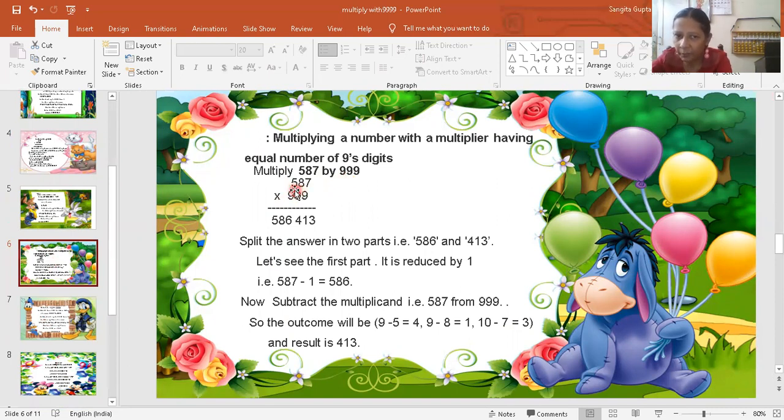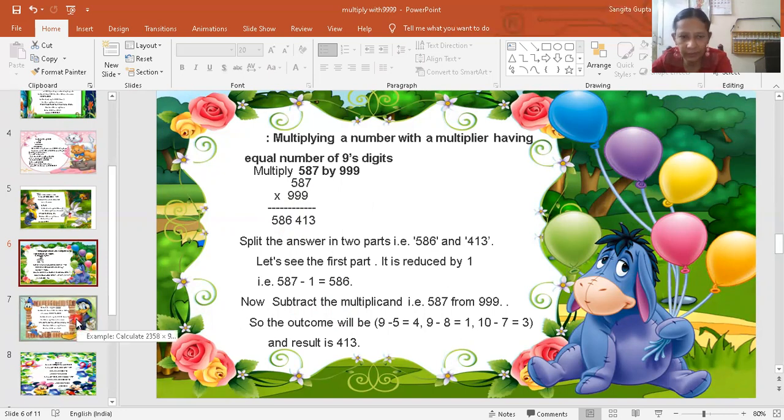What is the number? 587. So 587 minus 1 equals 586. So directly I have written here 586. If you subtract this 586 from 999, you will get 413. I have written the explanation here also. You can look at this explanation, and it is very easy for you now to understand.